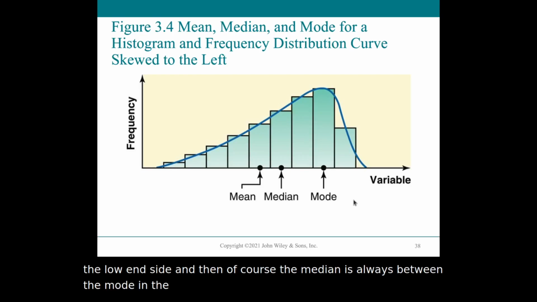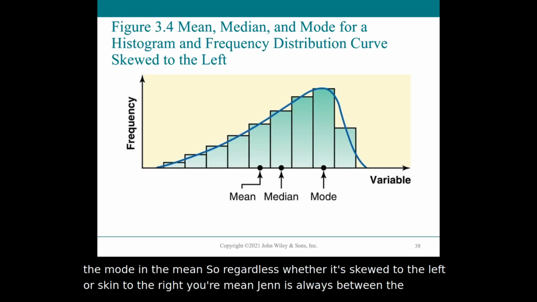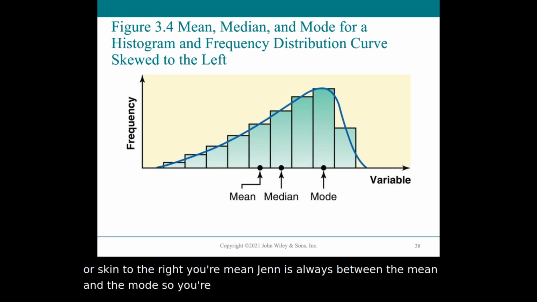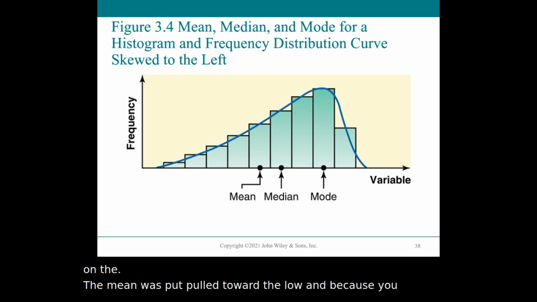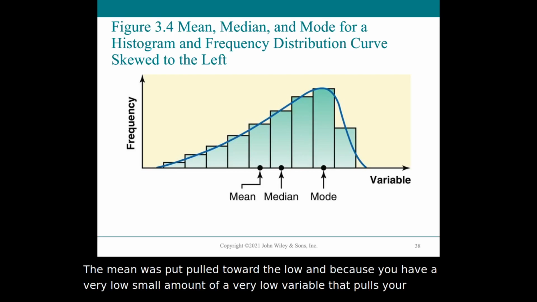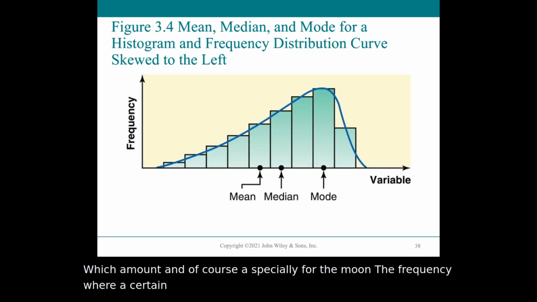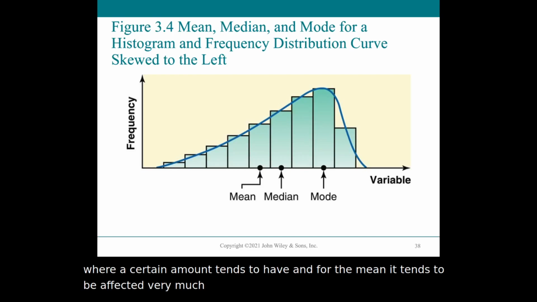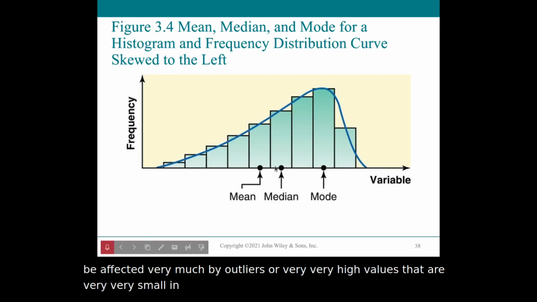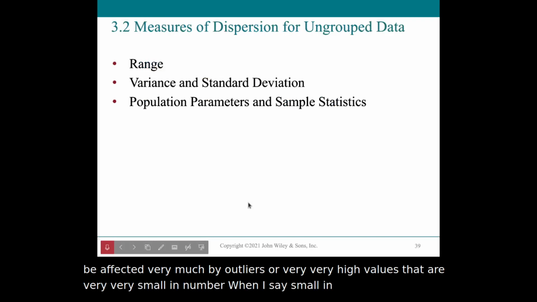So regardless of whether it's skewed to the left or to the right, your median is always between the mean and the mode. Your mean and mode are affected by frequency: for the mode, the frequency a certain value has, and for the mean, it is affected very much by outliers, or very high values that are small in number. When I say small in number, I mean small in frequency.